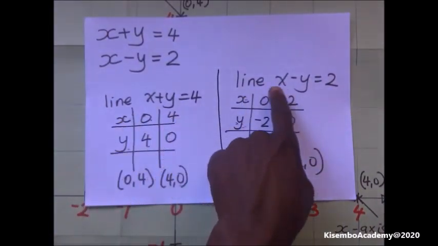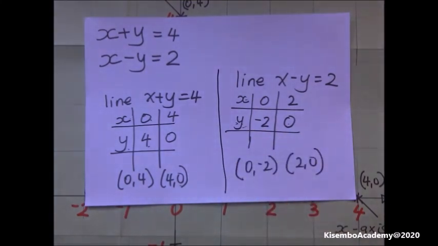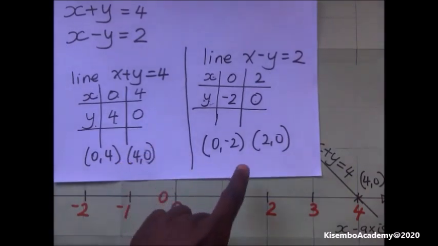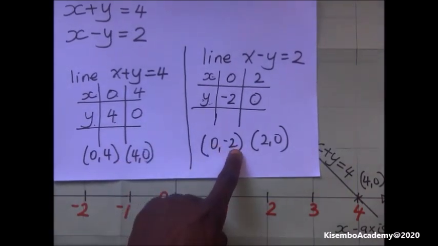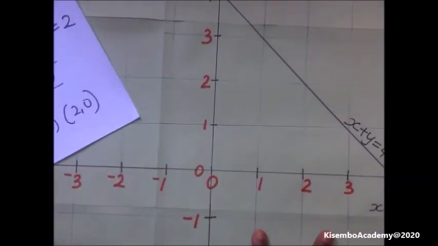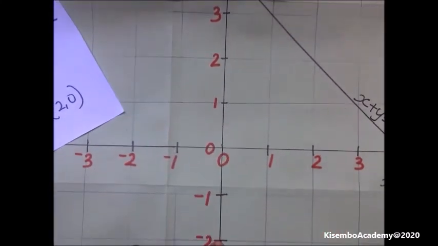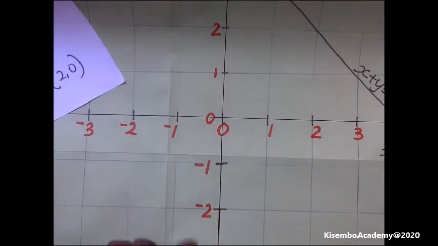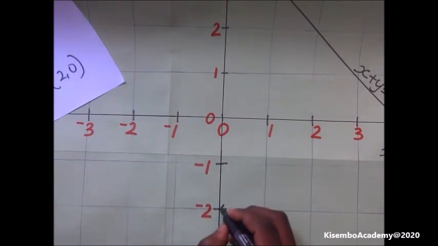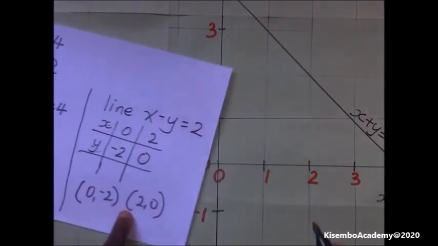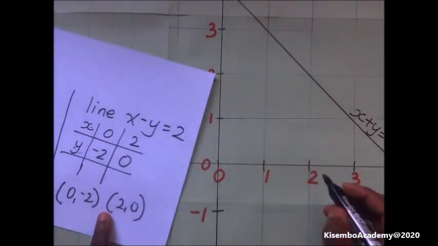So we draw this other line, x minus y is equal to 2. It has coordinates 0 comma negative 2. We look for the coordinate 0 comma negative 2. It is right here, down here. And then we have coordinate 2 comma 0. 2 comma 0 is right there.